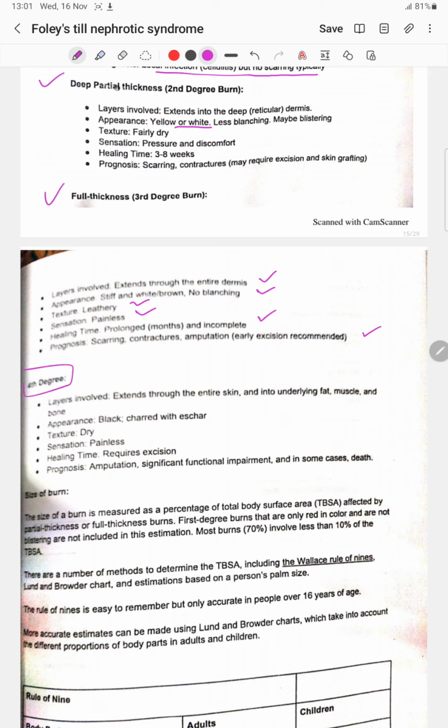The fourth degree: the layers involved extend through the entire skin and into the underlying fat, muscles, and bone. Appearance is black, charred skin, and the texture is dry, and the sensation is painless. The healing time requires excisions, and the prognosis is amputation, significant functional impairment, and in some cases death.